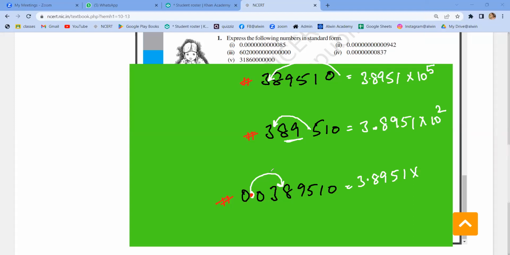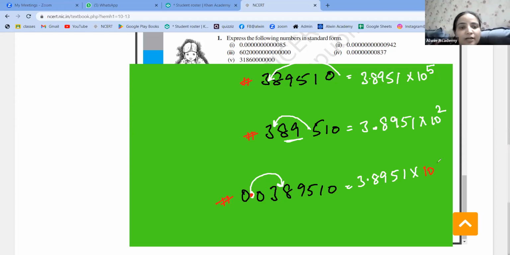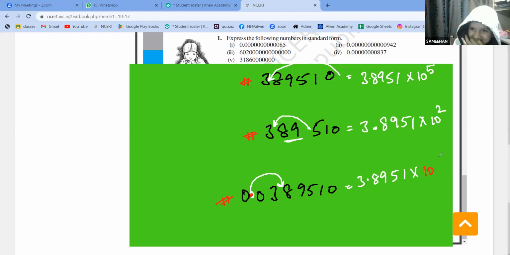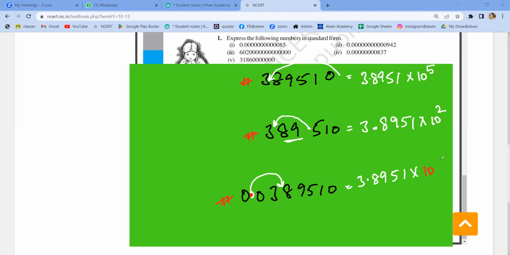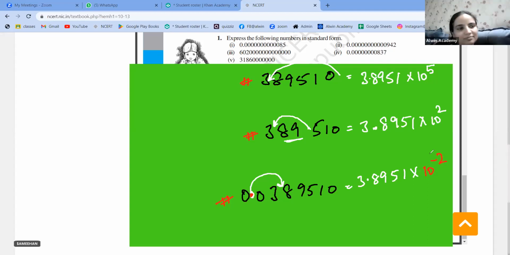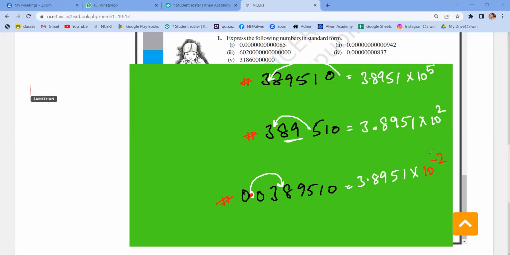Okay, ma'am. So when the decimal point is here, you're moving to the right. You will do 10 to the power 2, Samihan. Ma'am, 3. It's 2, but it is moving to the right, so it is -2. Ma'am, minus 2. Got it or not, बच्चे? Yes, ma'am.